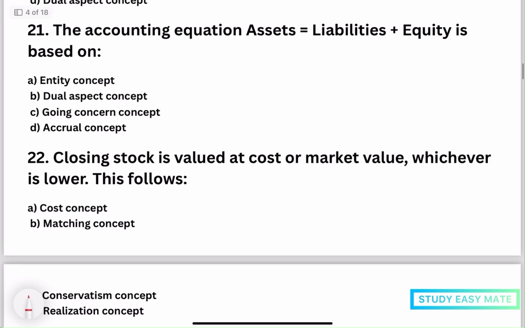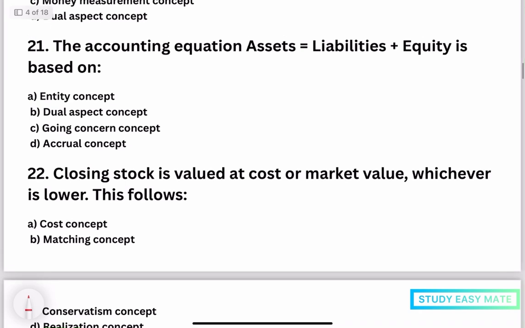So the next one, the accounting equation, assets is equal to liabilities plus equity, is based on dual aspect concept. I think we saw this in one of the previous questions just now, right? So what is a dual aspect concept? This concept states that every transaction has two aspects and affects the accounting equation. This equation must always remain in balance, reflecting the dual nature of all business transactions.